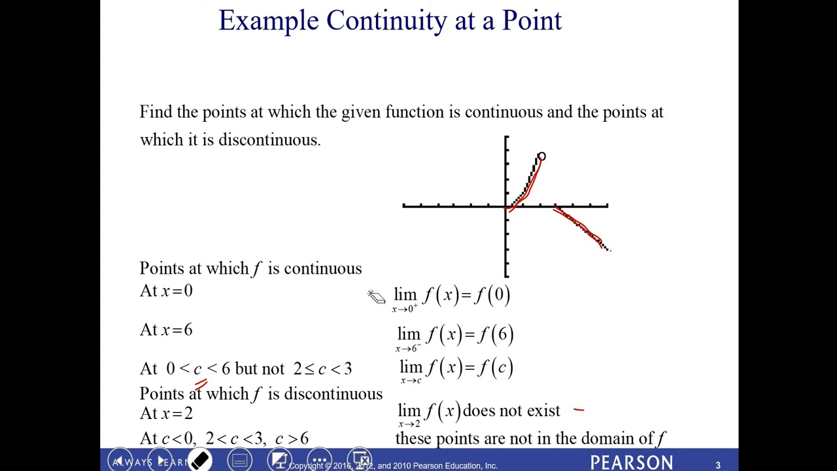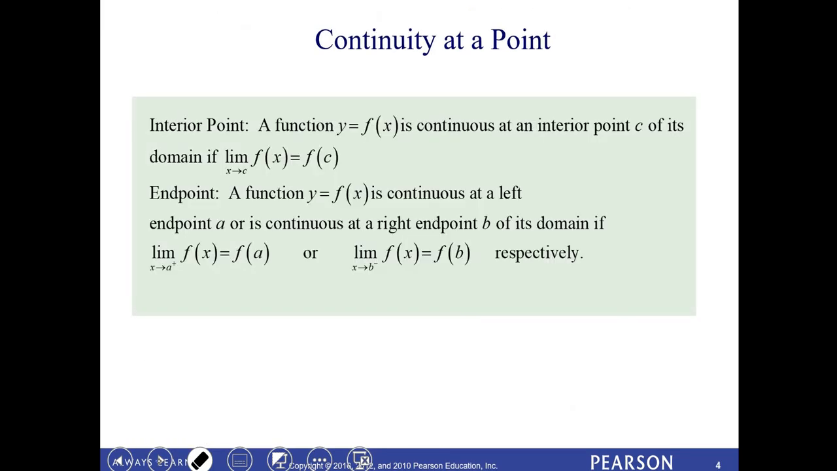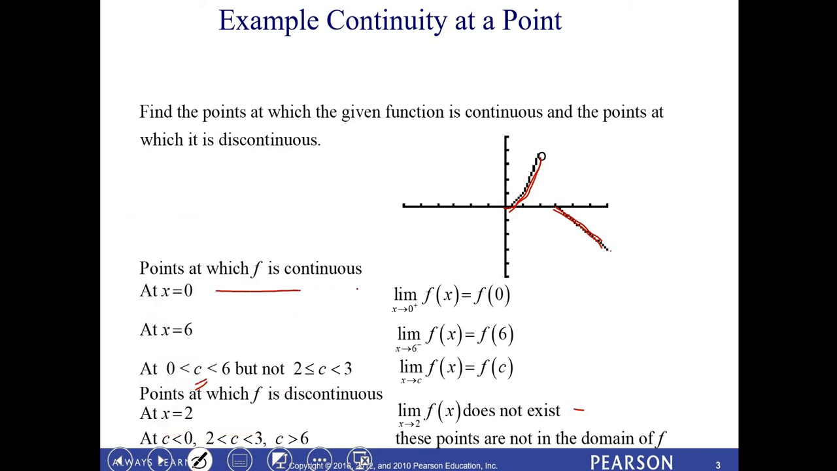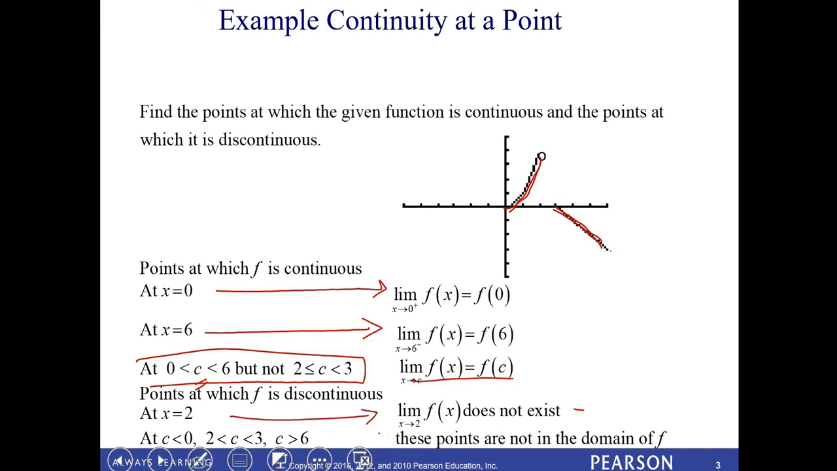So at 0, since it's continuous, let me draw this a little better because these connect to each other. At x equals 0, the limit is f of 0. At x equals 6, the limit is f of 6. For these given c values, the limit of f of x is f of c. At 2, it does not exist, and these points are not in the domain.